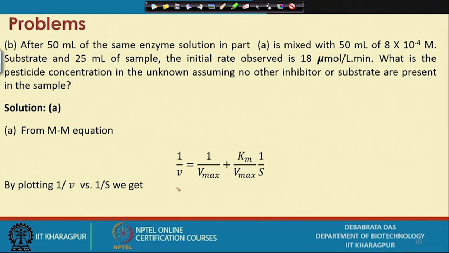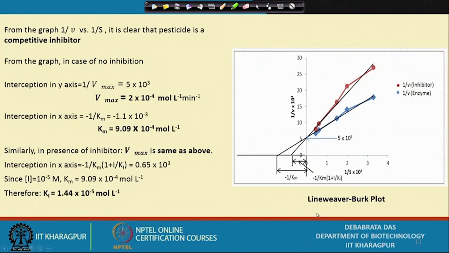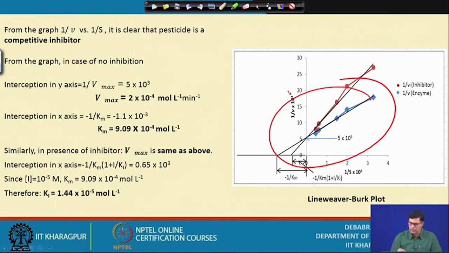Now in the Michaelis-Menten equation, in the Lineweaver-Burk plot, we have 1 by V equal to 1 by V max, plus Km by V max into 1 by S. Now, when we plotted on this graph paper, we came across this kind of plot. This is with inhibition, this color indicates inhibition, and this is without inhibition. It is clear from this graph that this is an example of competitive inhibition.